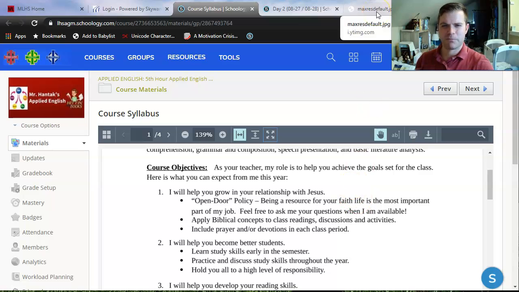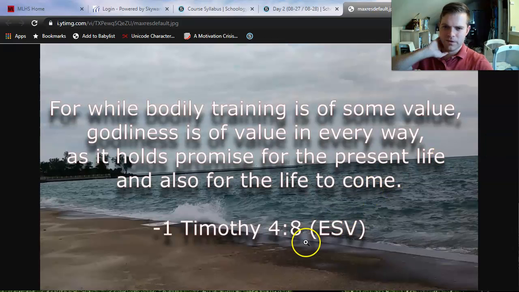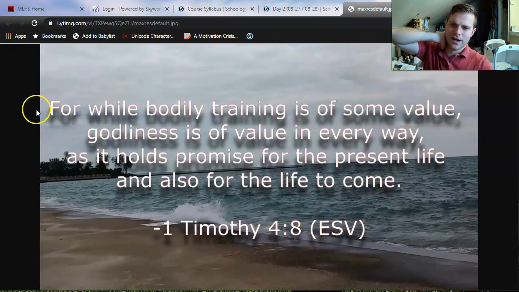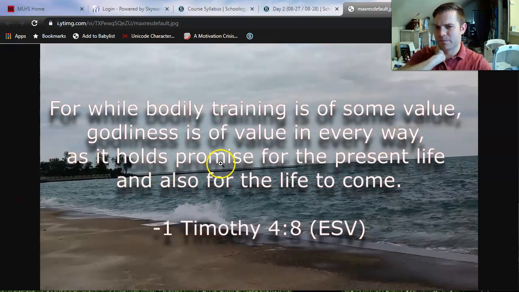And to kind of prove that, I want to bring in some scripture here. It's 1 Timothy 4:8. For while bodily training, some translations say physical training, is of some value, godliness is of value in every way, as it holds promise for the present life and also for the life to come, that is eternal life.